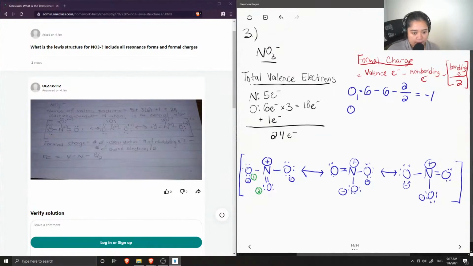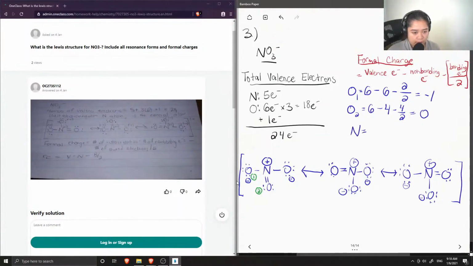Now let's do the same thing for oxygen 2. It also contains 6 valence electrons. The number of non-bonding electrons is only 4, and the number of electrons participating in the bond is 1, 2, 3, 4. So 4 divided by 2, which is 2. So this oxygen has a formal charge of 0.